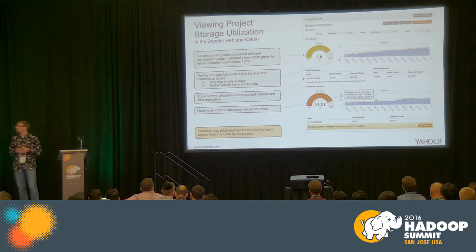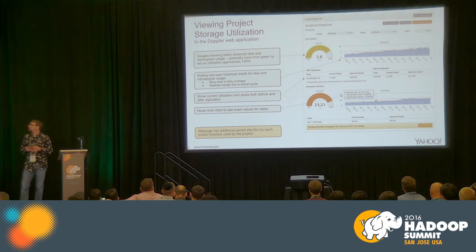To the right of that is that same kind of rolling 1-year historical chart like we saw in the compute section, where the blue area is the average per day, and there's the quota shown with the dashed orange line.